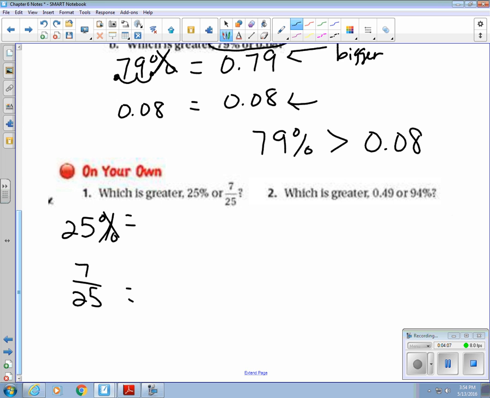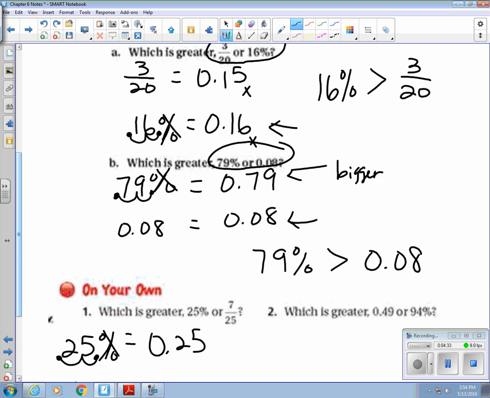25%, drop the percent, add a decimal, move it 2 places to the left. 0.25 is what 25% is equal to. 7/25ths, if I do long division or use a calculator, I'm going to get 0.28. Sorry, this is a 0.28. So I look at these and I say, okay, I have the same number of numbers to the right of the decimal point. That means I'm allowed to compare them the way they are.